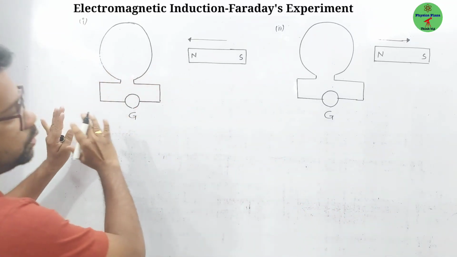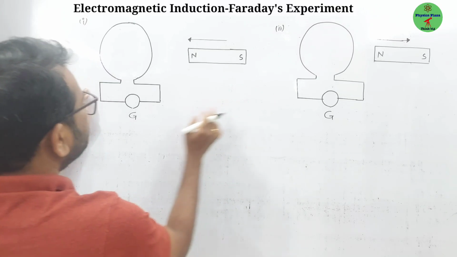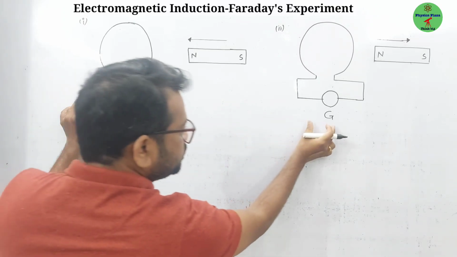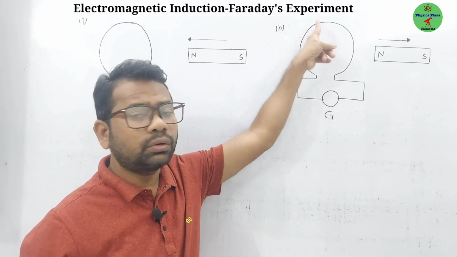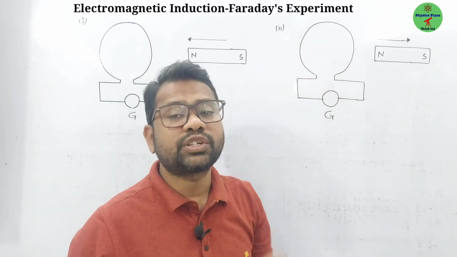Children, just look at these two circuits here and here. Do you think that in these two cases the galvanometer will show deflection? No, definitely not, because there is no source of electrical energy.